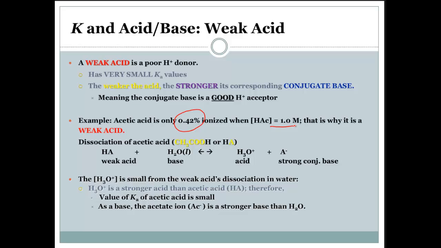The dissociation of acetic acid is as follows, producing H3O plus and A minus. Notice the double direction arrow. The H3O plus is small from the weak acid's dissociation in water. H3O plus is a stronger acid than acetic acid. Therefore, the value of Ka of acetic acid is very small. As a base, the acetate ion is a stronger base than water.